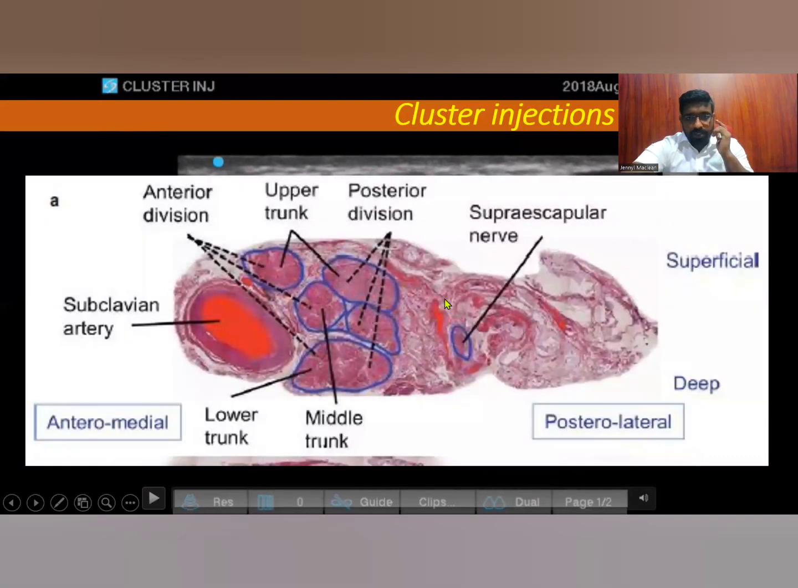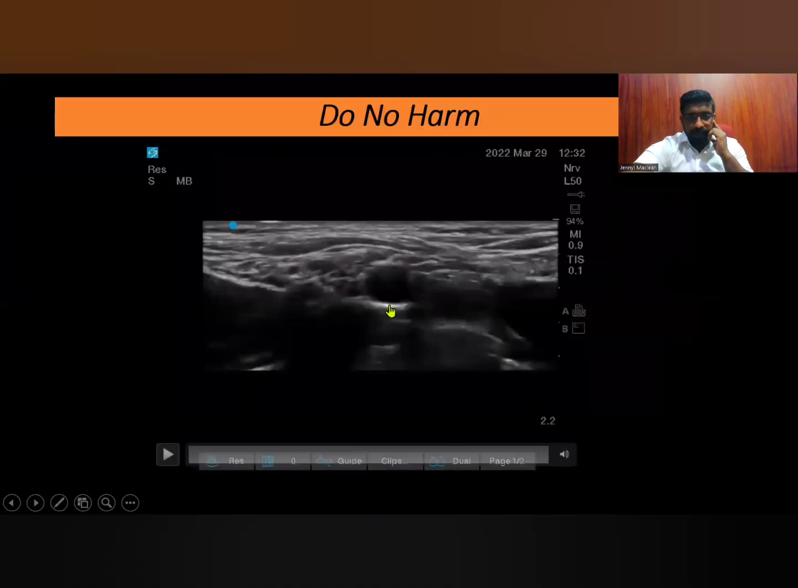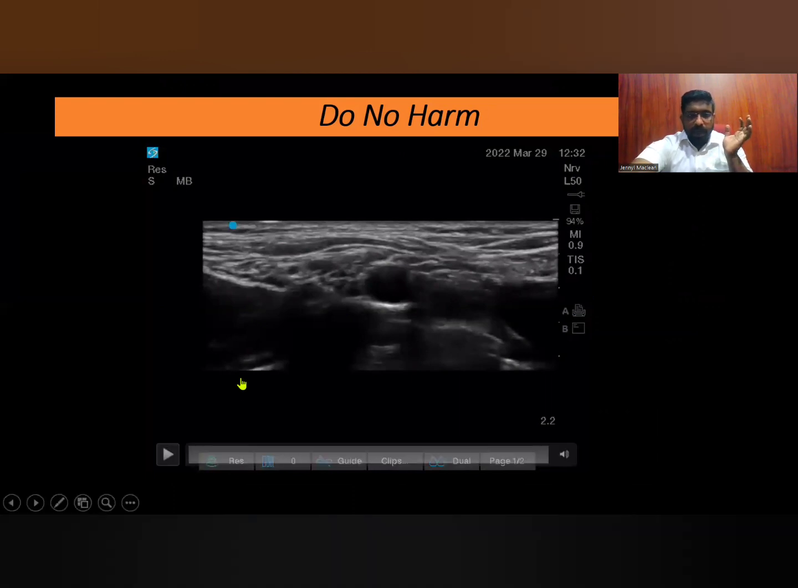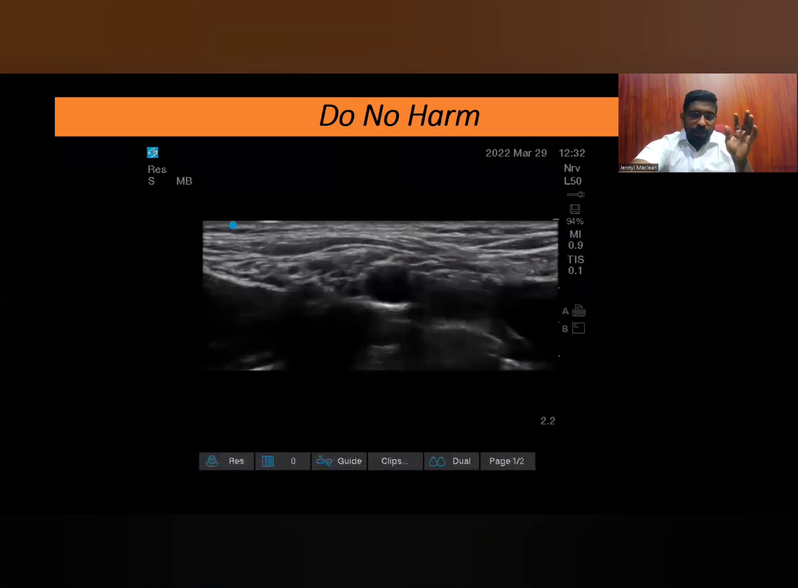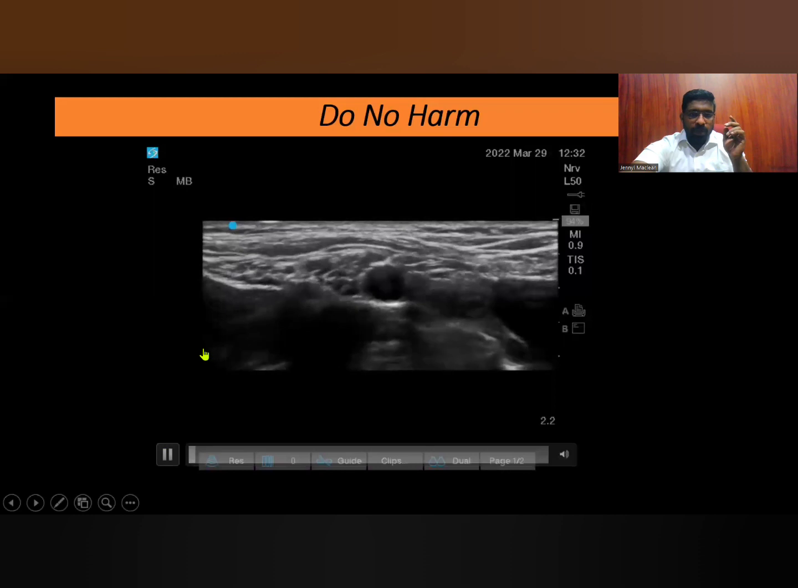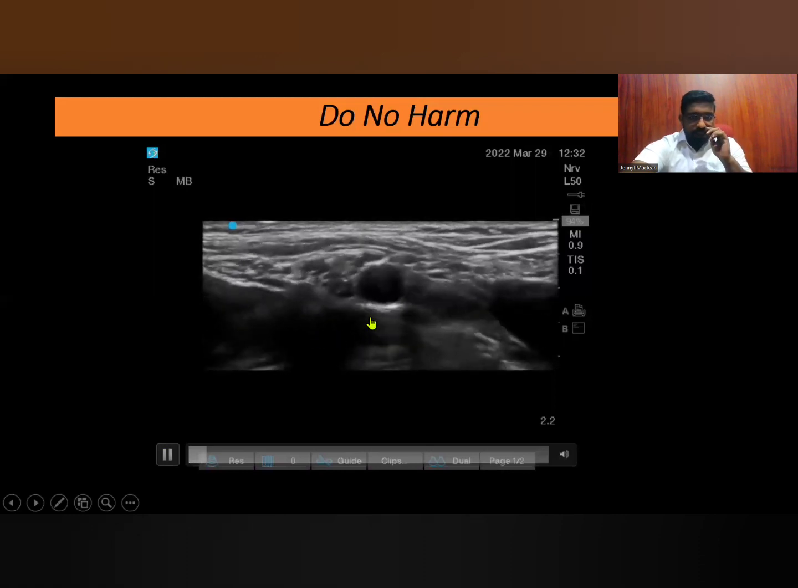The histology also demonstrates the same. So this is what you should not be doing. Do no harm. See, I have seen young budding heroes who are doing the out-of-plane technique in a supraclavicular block and doing this harm. Kindly don't do it. Kindly just see this video.